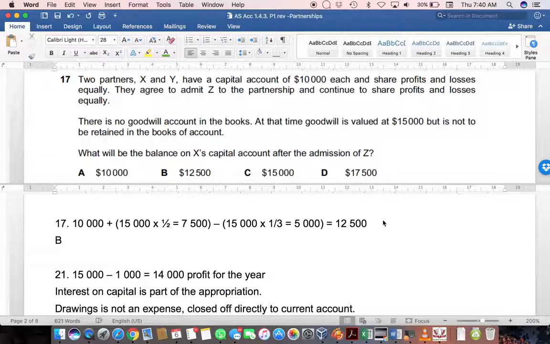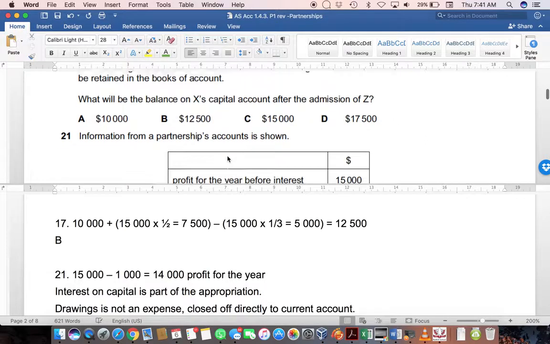So basically what happens is X and Y are benefiting from the old goodwill. And although Z is going to contribute an amount of capital to the business that will determine this figure of goodwill, in fact, the actual capital at the end will be less than what Z actually contributed, because Z will have to also lose a third, in other words, 5,000. So our answer is 12,500, and you can see it here as B.